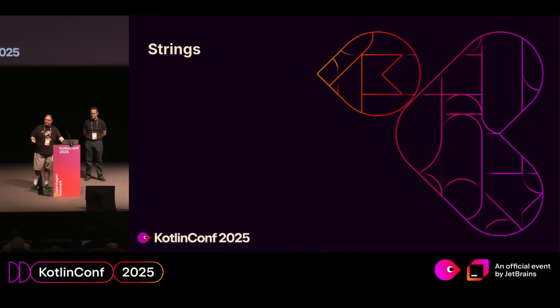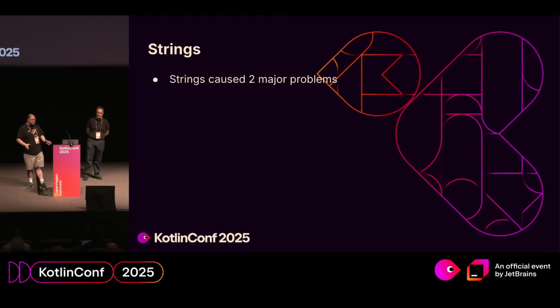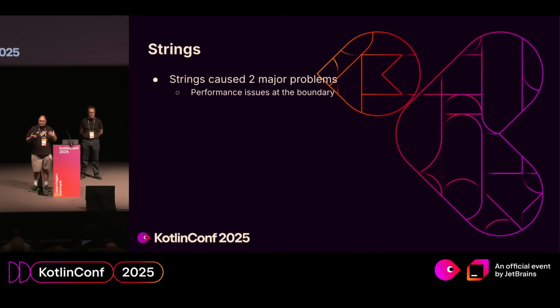Strings, the bane of my existence. There were two major problems with strings. They caused performance issues crossing the boundary between native code and Kotlin Native. They also had a lot of size problems, both in memory and on the IPA.